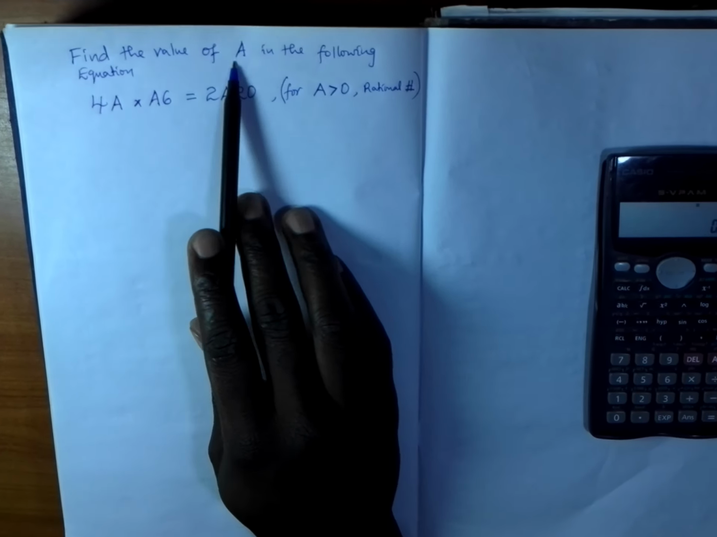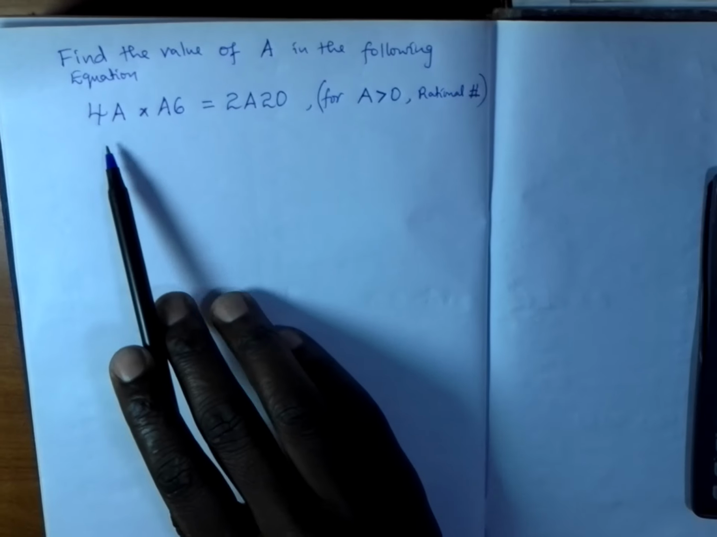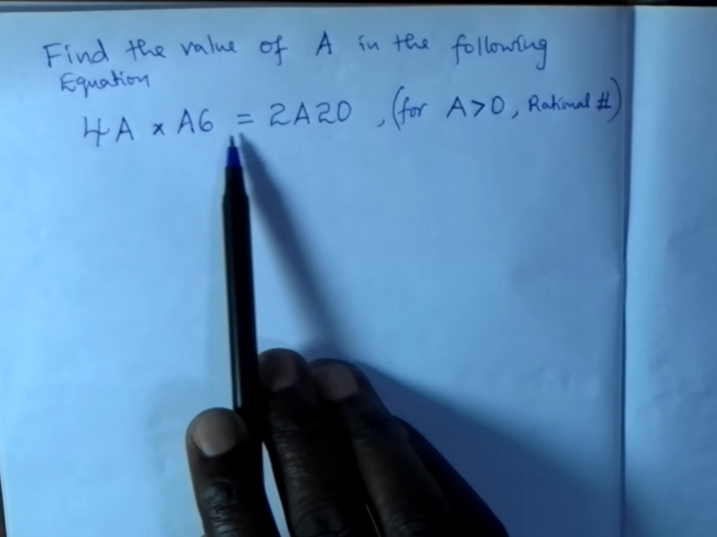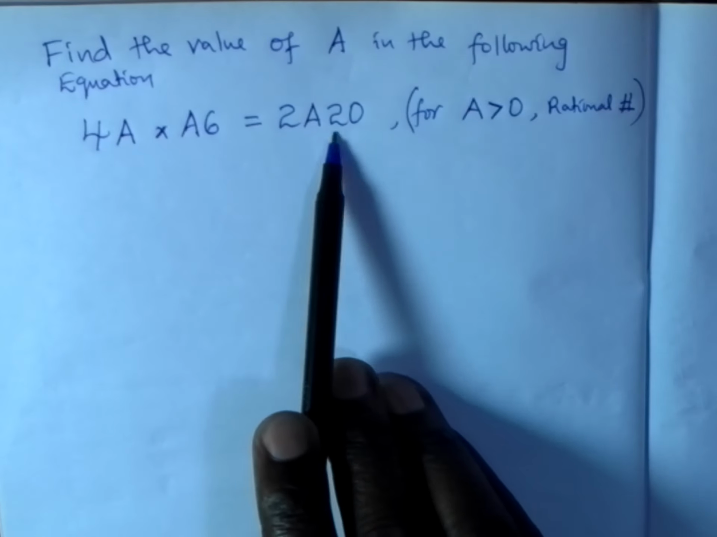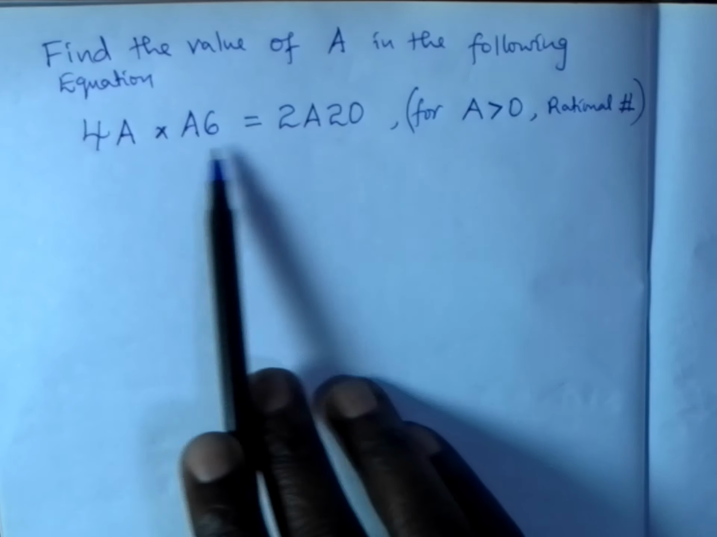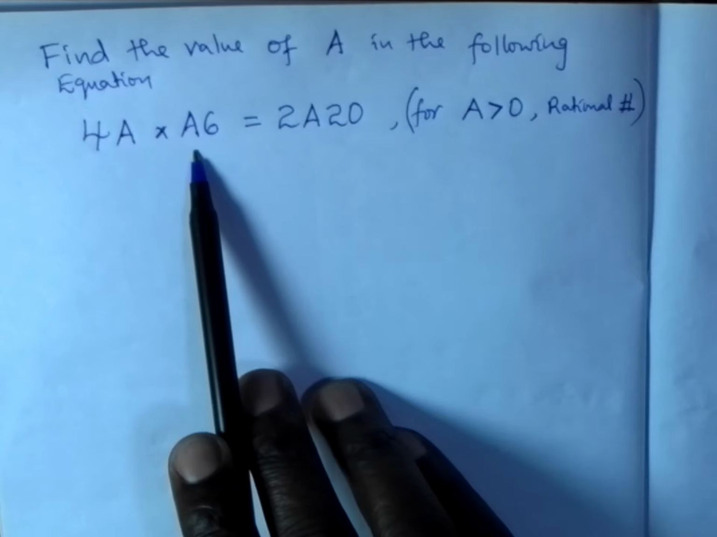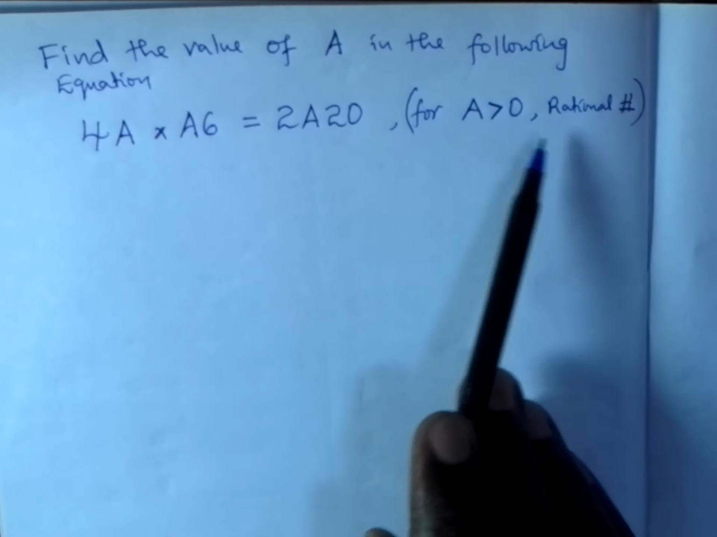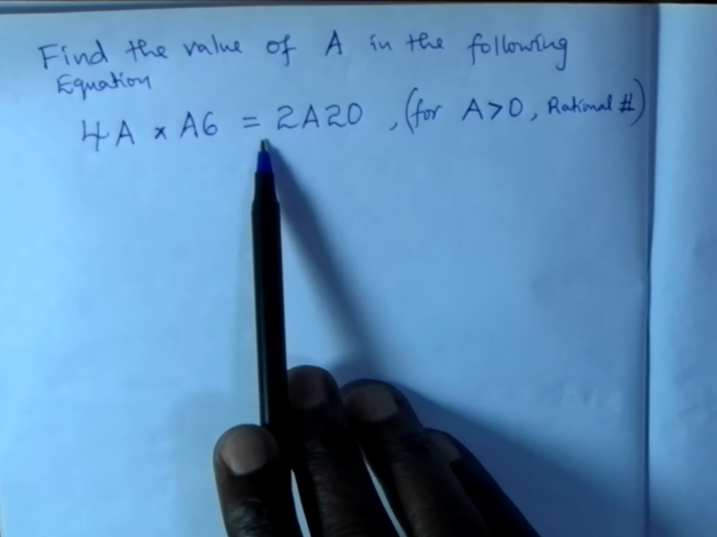Find the value of a in the following equation. We have 4a times a6 is equal to 2a20. So a in this case represents a number which is greater than 0, and also it's a rational number.